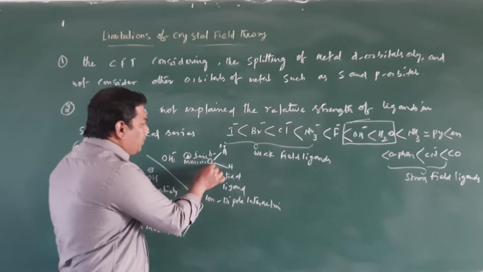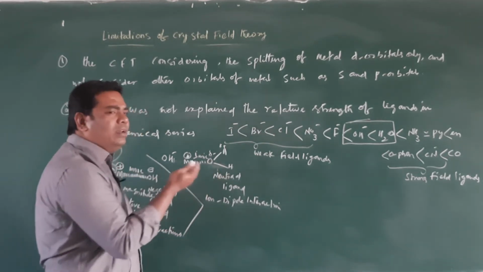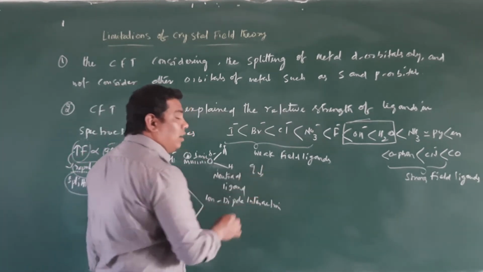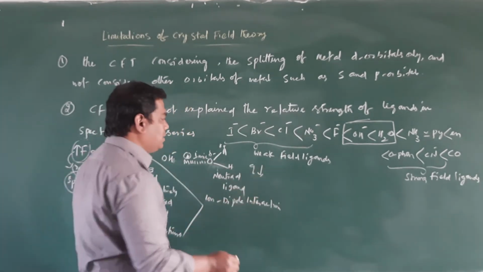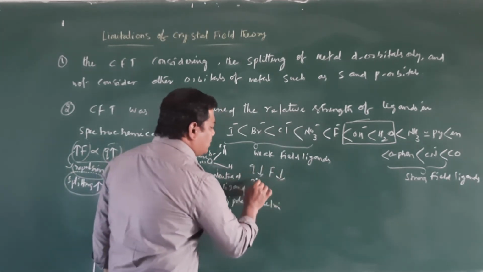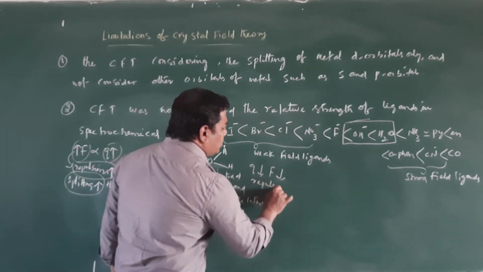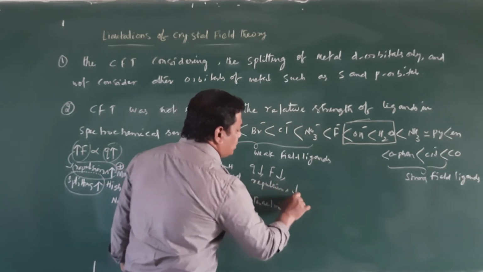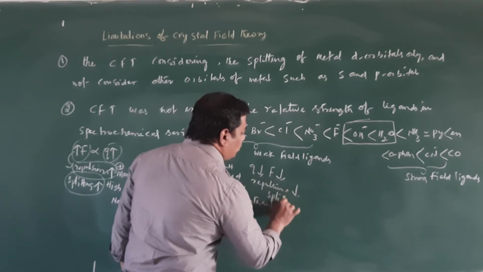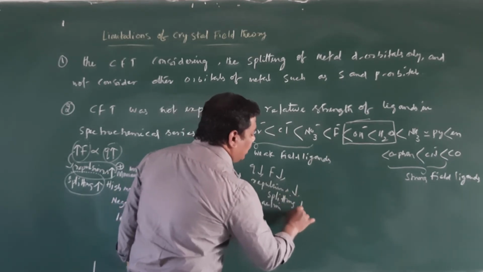Here it cannot develop a high magnitude charge, so the charge will be less, not completely less, but less. If the charge is less, the force will be less. If the force is less, then repulsions will be less. If the repulsions are less, therefore the splitting will be less.